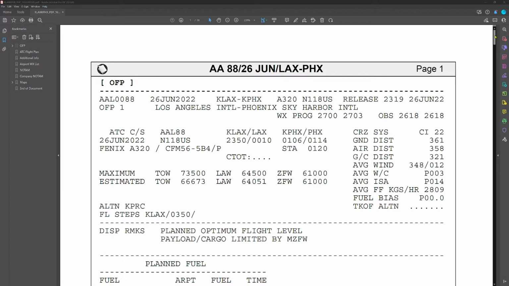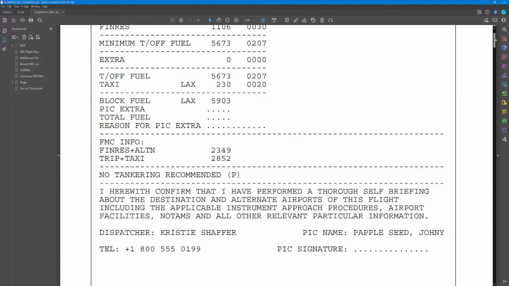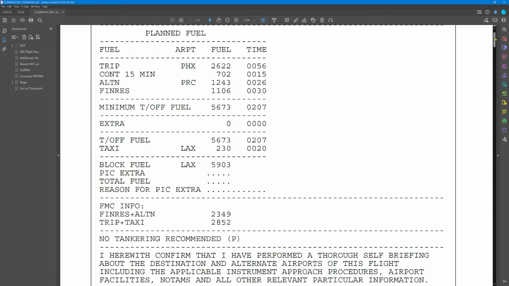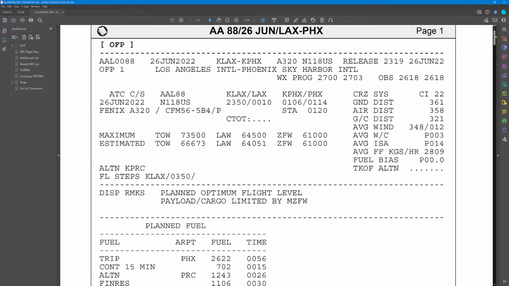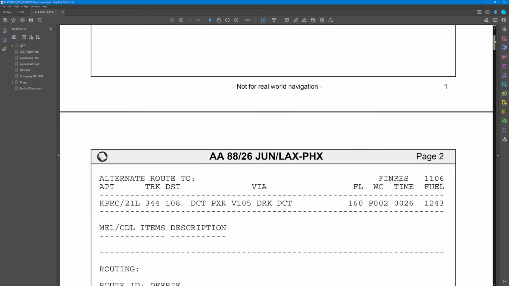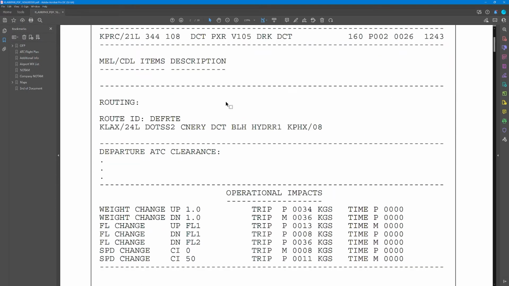So let's take a look at this. I will explain this just a little bit. In SIMBRIEF, so you come down here, and this is a lot of information that is actually used to program the MCDU. But again, we're not learning how to do that. We're learning about the route. So if we scroll down, this is the routing right here. And this is the full route.